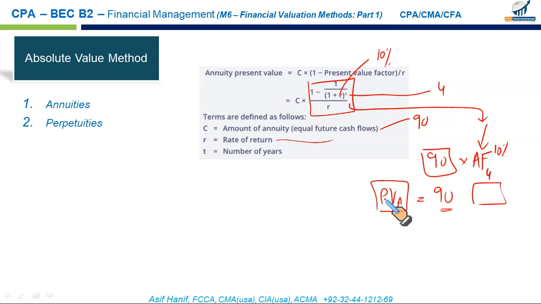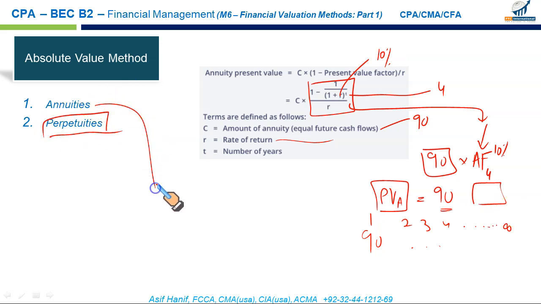Now, the next concept is perpetuities. Now, let's say this $90 that you receive in years 1, 2, 3, and 4 continues for many years into the future. It goes on till infinity. The cash flows occur for a very long period of time and don't terminate. So this is called a perpetuity.